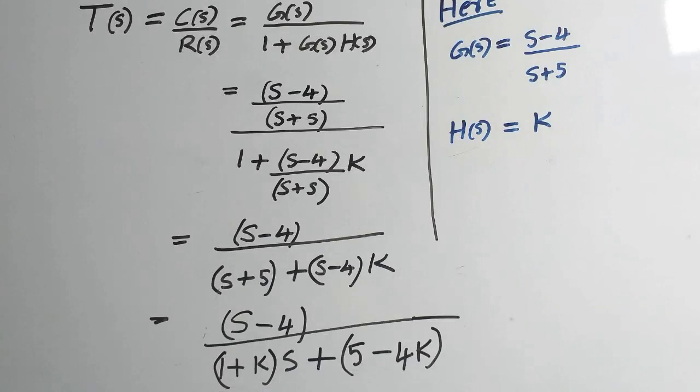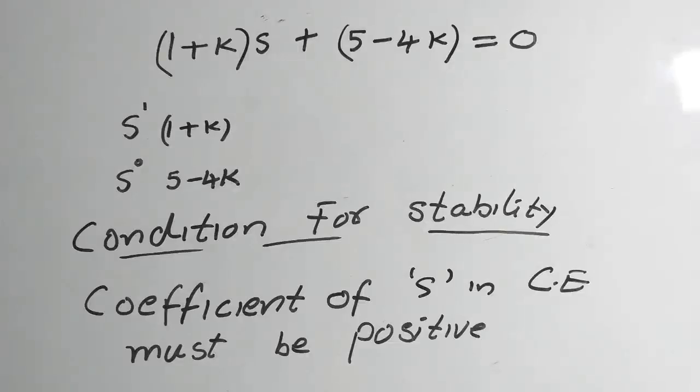Here, the feed-forward transfer function G(s) is equal to (s minus 4) divided by (s plus 5) and a feedback gain of K. We can obtain the transfer function T(s) that is equal to G(s) divided by 1 plus G(s)H(s). That is equal to (s minus 4) divided by ((1 plus K) multiplied by s plus 5 minus 4K), from which we can obtain the characteristic equation. Now we obtain the characteristic equation as (1 plus K) multiplied by s plus a constant term 5 minus 4K.